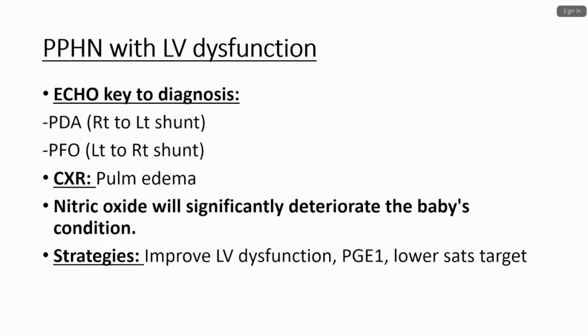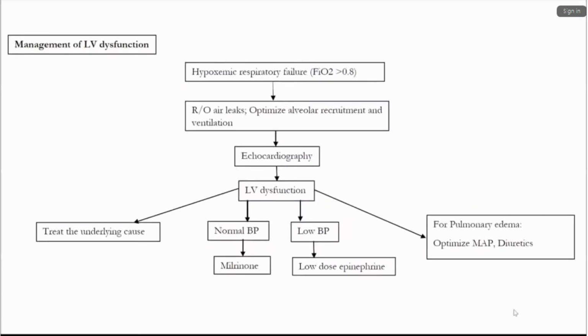And what we see in the echo: in the PDA, we see right to left shunt, but in the PFO, there will be left to right shunt. And on chest X-ray, we can see features of pulmonary edema. So the main strategy in left ventricle dysfunction will be to improve left ventricle function. We can give PGE1, and normally we should maintain lower saturations for this. So how do we manage a left ventricle?